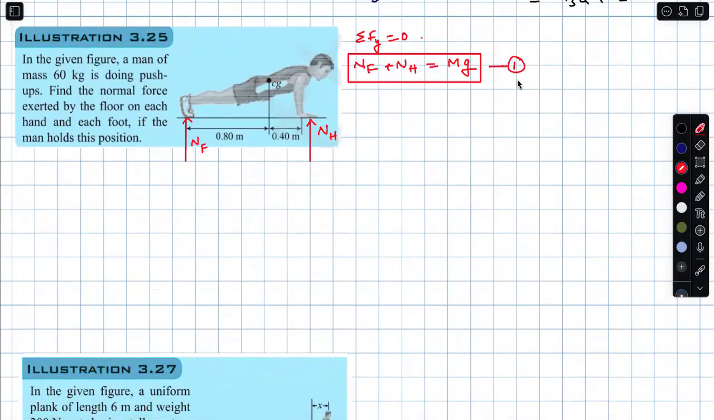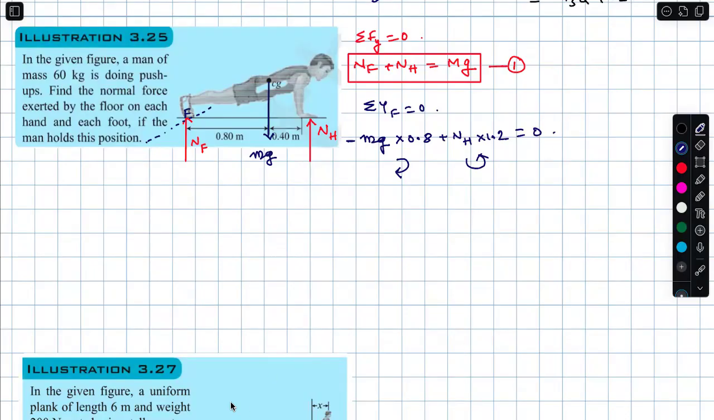Next, one more important point. You can do it in different ways. For example, if you imagine an axis like this, let this be F. So the net torque about F is 0. Agreed? Now he is holding it like that. Therefore, there are two torques now. One is mg times its force arm, which is clockwise, plus N hands into 1.2, anti-clockwise, equals 0. Agreed? Boys and girls, agreed?